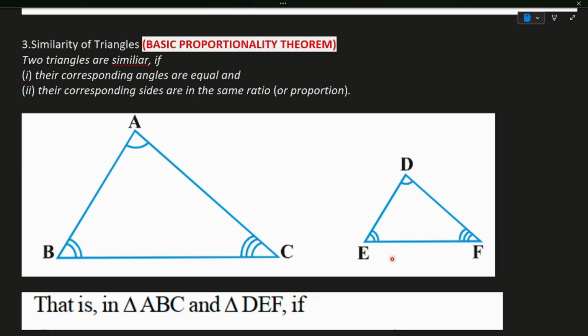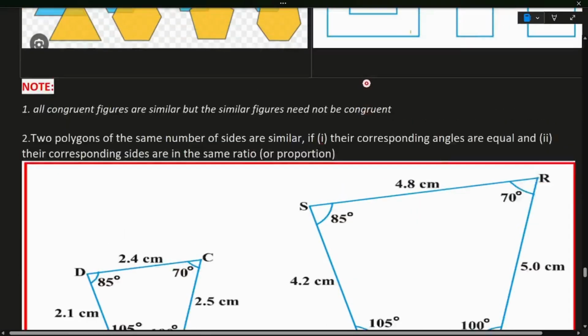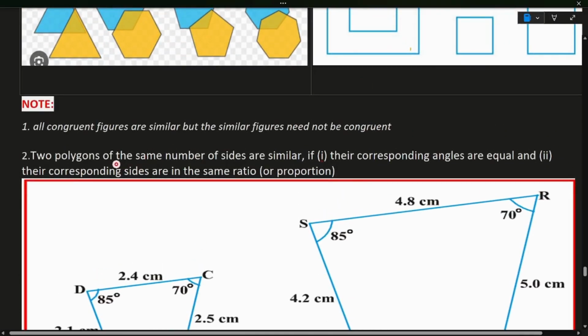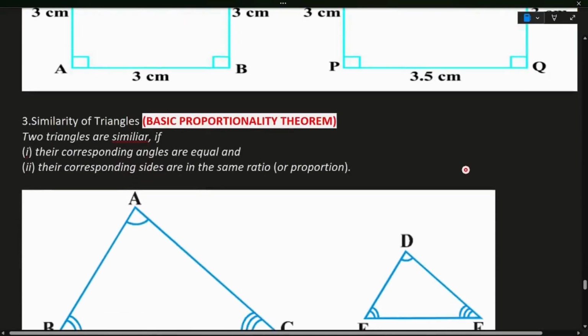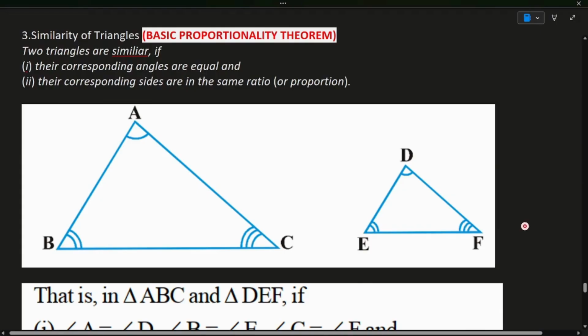Already we have discussed the similarity of any two polygons. Now we will discuss the similarity of any two triangles. If any two triangles are similar, they must satisfy the following two conditions. The first condition is that the corresponding angles are equal. The second condition is that corresponding sides are in the same ratio. These two conditions were already explained for polygons: corresponding angles are equal and corresponding sides are in the same proportion. The same rules are also applicable for any two triangles to be called similar triangles.